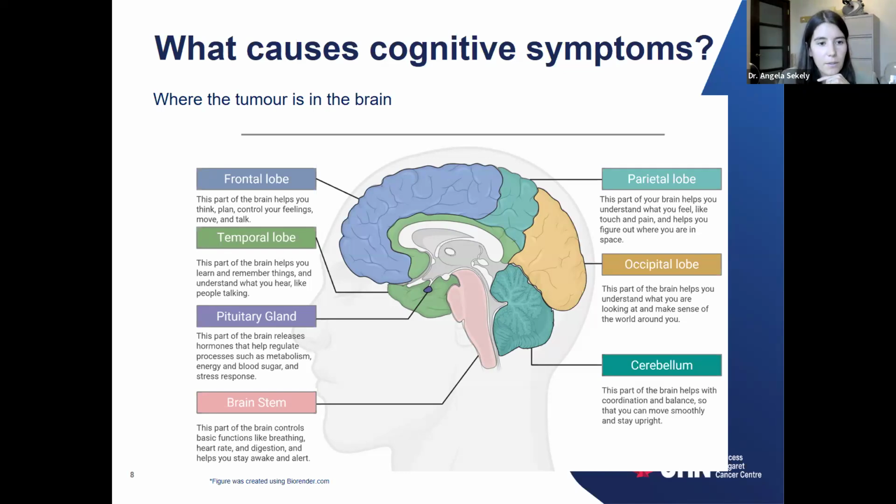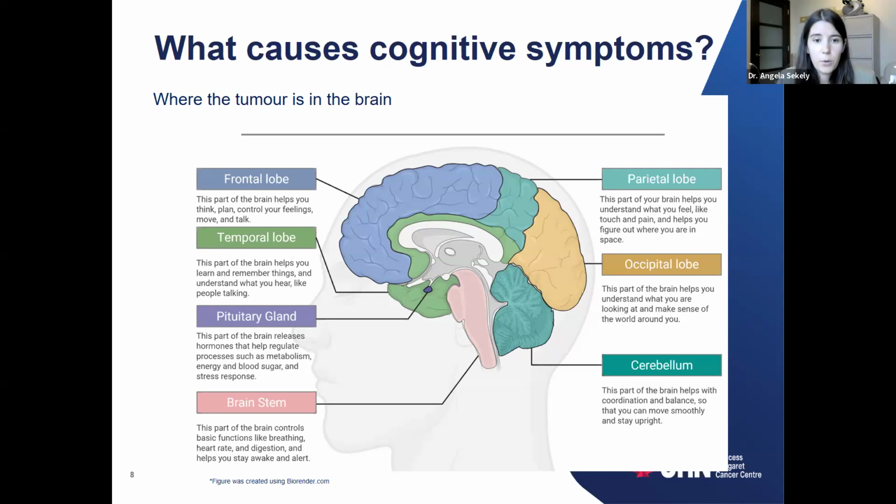If you move down to this green area here, this is by your ears to the side of your brain. This is the part of the brain that's really important for learning and remembering information, so your memory, but also for understanding what you hear, so processing auditory information as well, and for language.